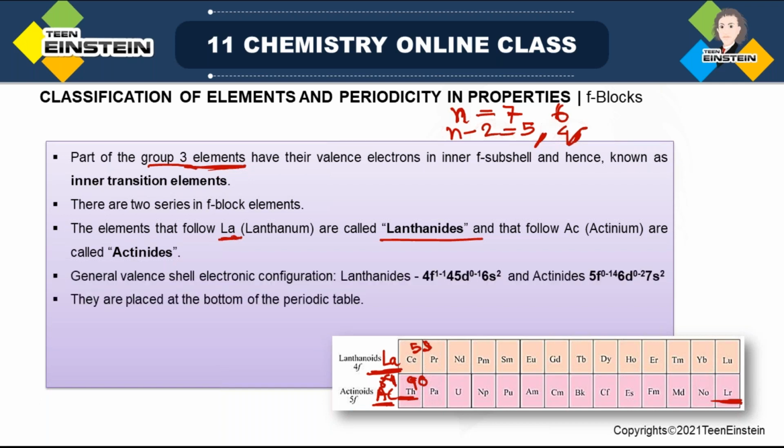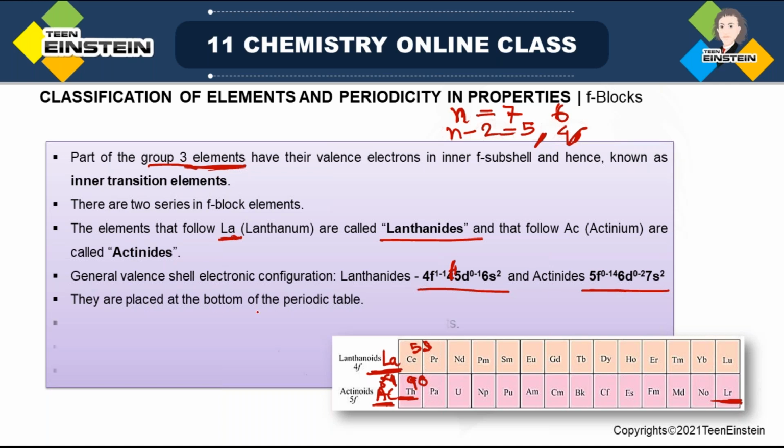General valence shell electronic configuration. For the first one, it is 4f, sorry, 1 to 14. It should be 14. Then 5d 0 to 1 and 6s2. For actinides, now it is 5f 0 to 14, not 1 to 14. And in case of 6d, it is 0 to 2, not 0 to 1. There is a subtle difference.